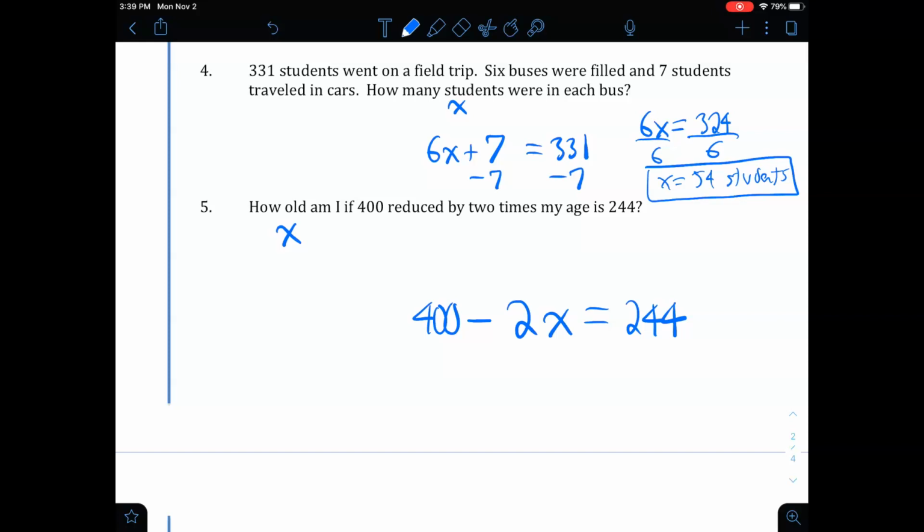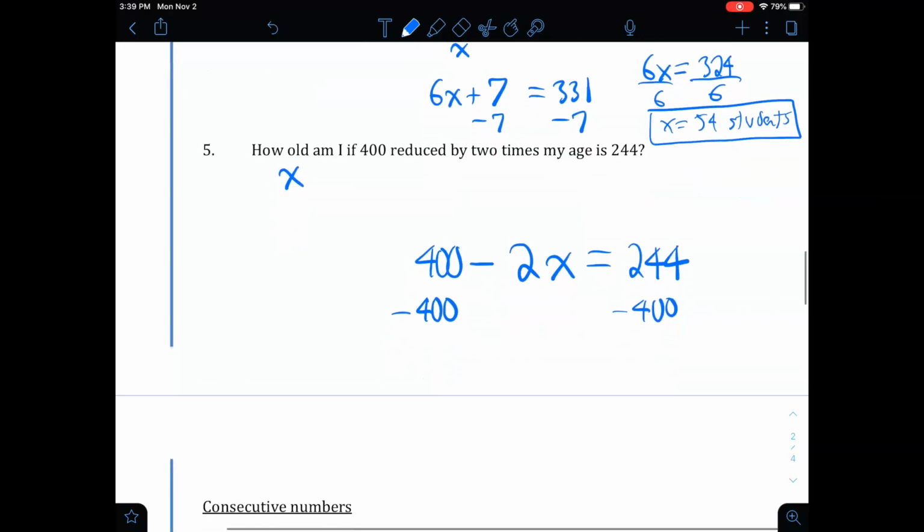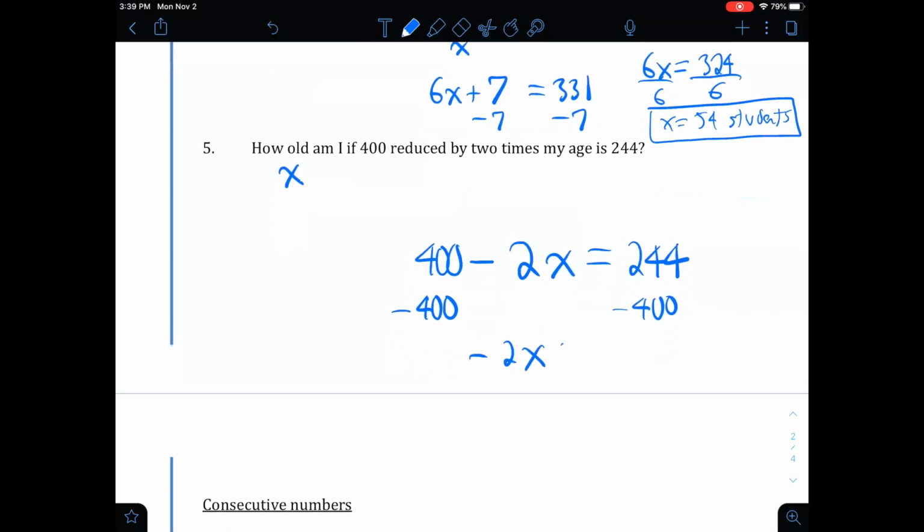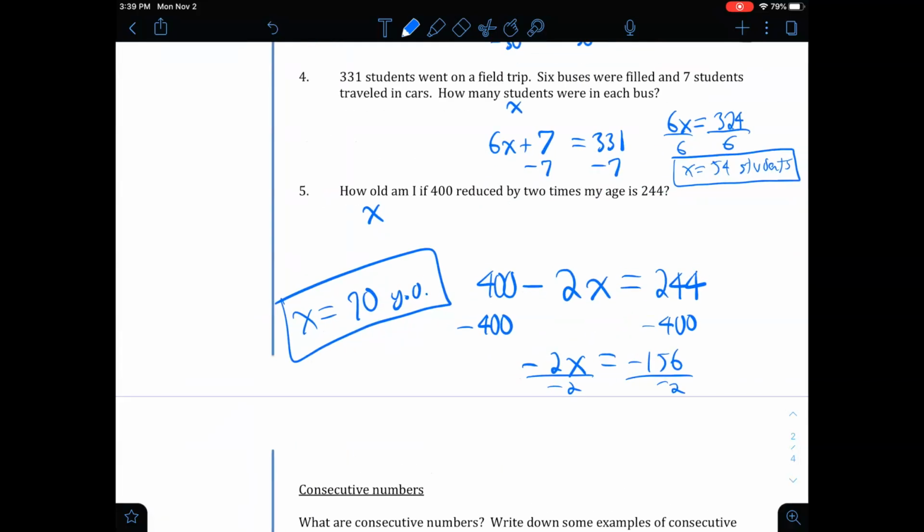We're going to get rid of that 400 by subtracting it. In this case, dividing by negative 2 would work, but I just think it's a good idea to do addition, subtraction first. Okay? Negative 156 divided by negative 2. So x is going to be equal to 70 years old. All right, it's like a riddle from an old man.